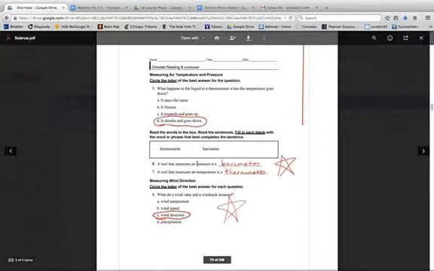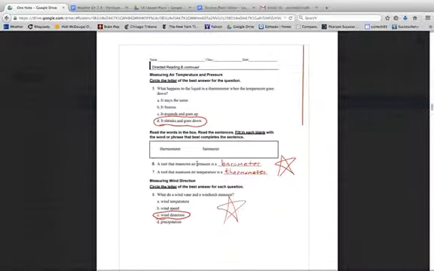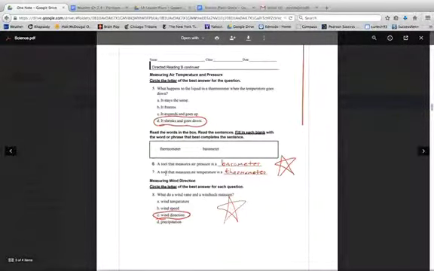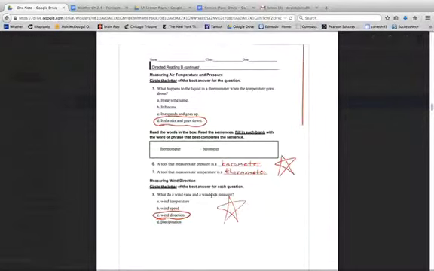Five, what happens to the liquid in a thermometer when the temperature goes down? The liquid shrinks and goes down. Six, a tool that measures air pressure is a barometer. And seven, a tool that measures air temperature is a thermometer. Eight, what do a wind vane and a wind sock measure? They measure the wind direction.